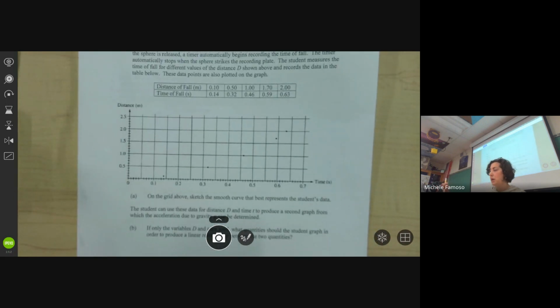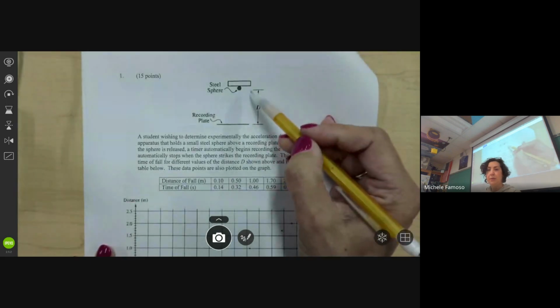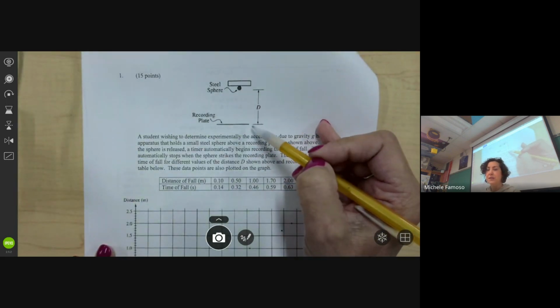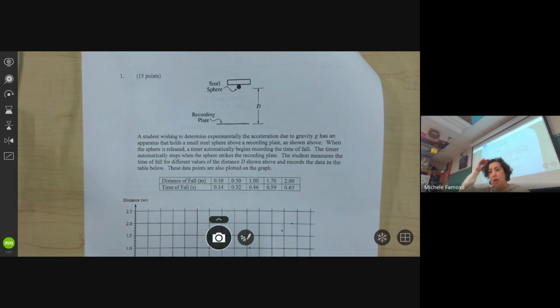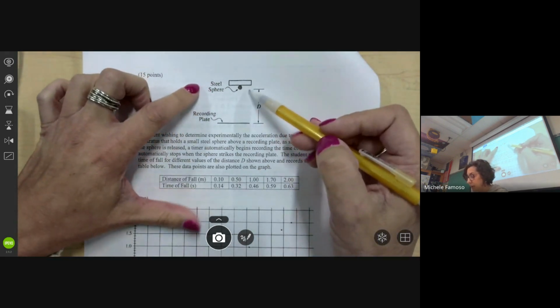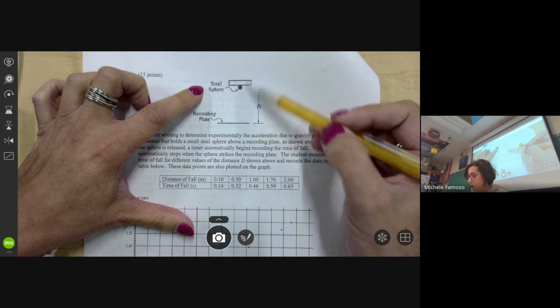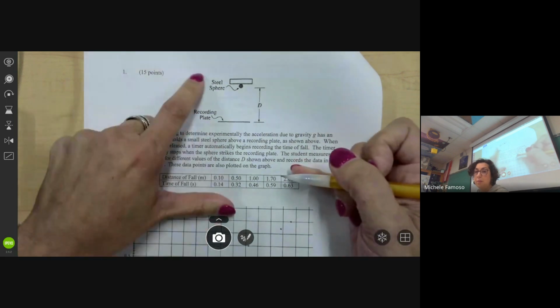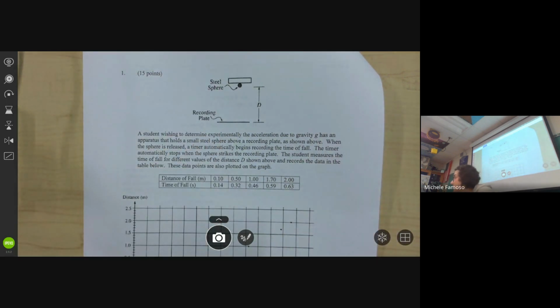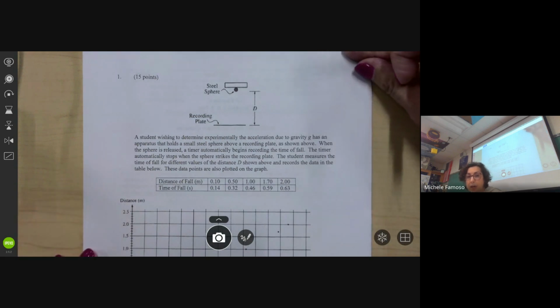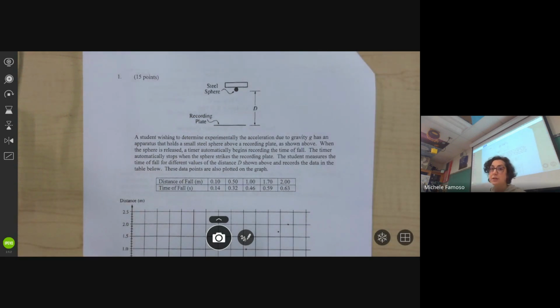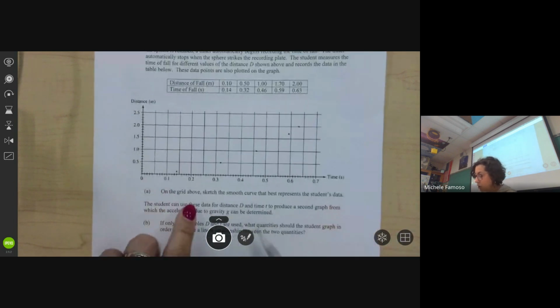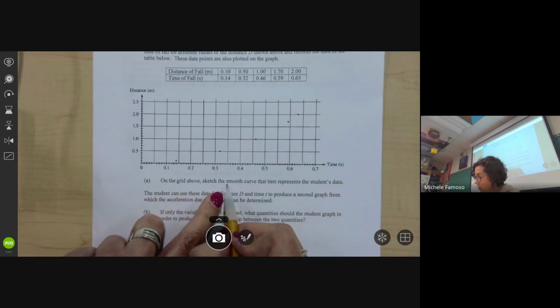Turn to question 1. So they described this steel sphere being dropped from various distances. There's a recording plate down below, which is going to, this steel sphere gets released. This whole system is using electronics to determine the time of fall from the release point. So that's going to be a very accurate system. Just the speed of light is going to mess things up in there to give us variations or inconsistencies, incorrect answers for time. So the first thing they want you to do in part A is draw a smooth curve.